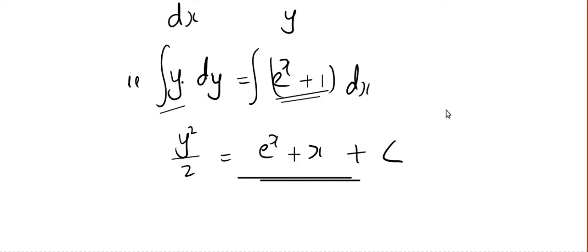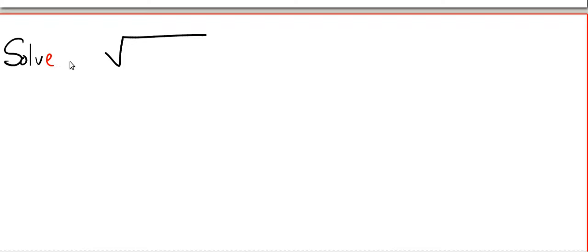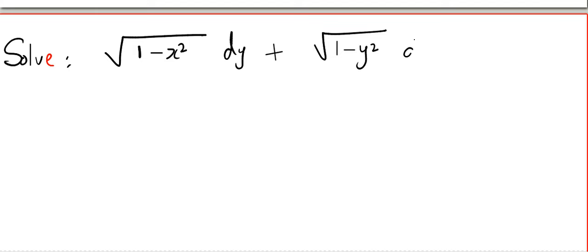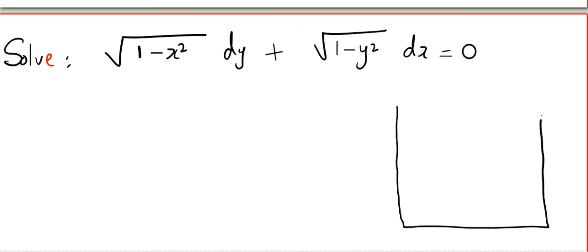Now remember, this is a general solution, and the general solution has one arbitrary constant. Okay, so remember, the question comes in the format solve. So solve the differential equation root under 1 minus x square dy plus root under 1 minus y square dx is equal to 0. Okay, before we start, I know some of you might be weak in differentiation formulae.